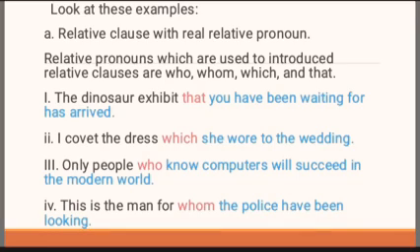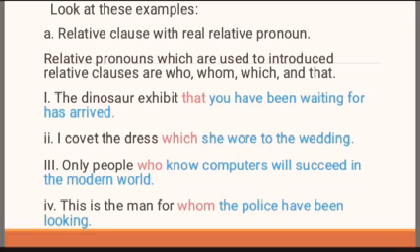We can get that. The next example is: I covet the dress which she wore to the wedding. The whole relative clause there is "which she wore to the wedding," and it modifies, it describes the noun, the dress. That relative clause is introduced by a relative pronoun, which is which.